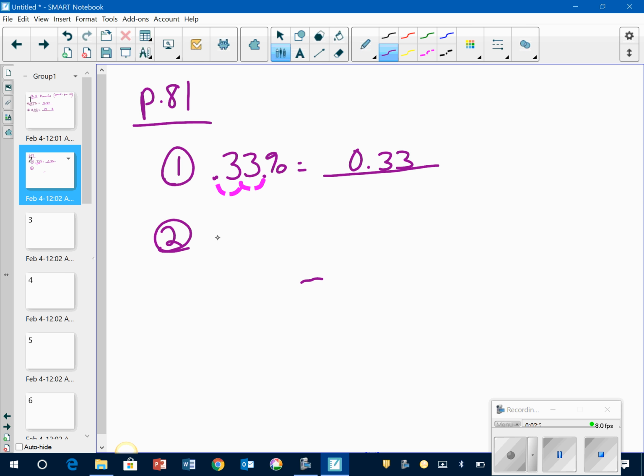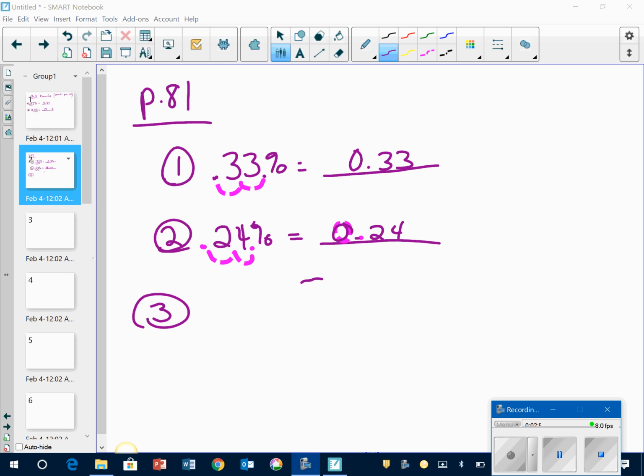Number 2, you have 24%. Again, you're going to move that decimal over 2 places to the left. So 1, 2, and then you have 0.24. All these are pretty much basically the same.